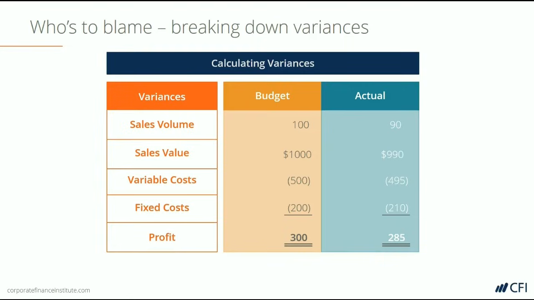So here's an example of just simply laying out the variances that were experienced. We haven't done any analysis to say why this has happened or what it means, but we've done step one, which is we've identified the variances from the budget to the actual results.